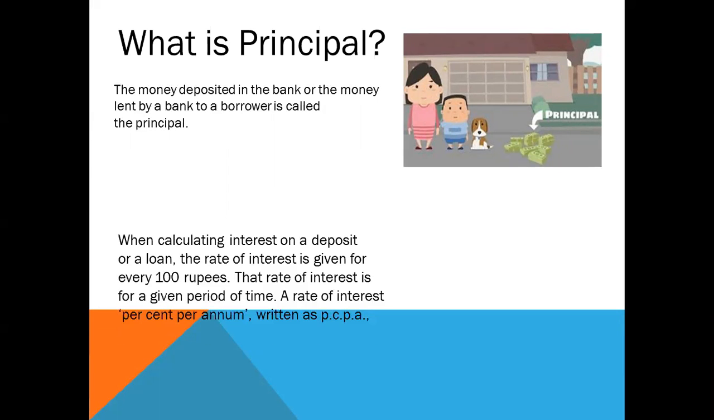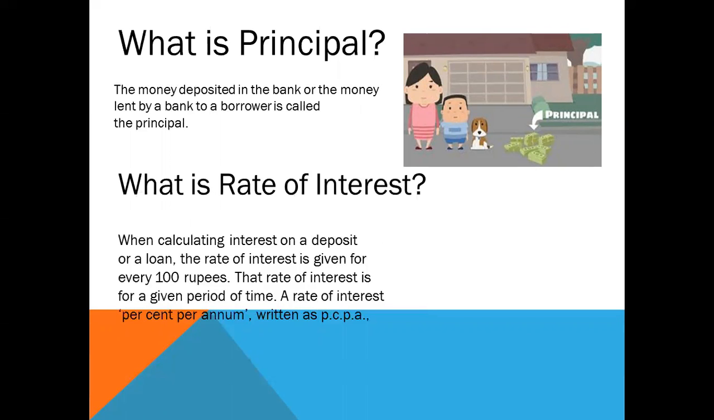A principal is the amount which is deposited in the bank or the money lent by a bank to a borrower. It's called the principal amount. For example, if you deposit rupees 5,000 to a bank, your principal amount will be rupees 5,000. One more example I will give over here. If you borrow rupees 10,000 from someone, then that rupees 10,000 is your principal amount.